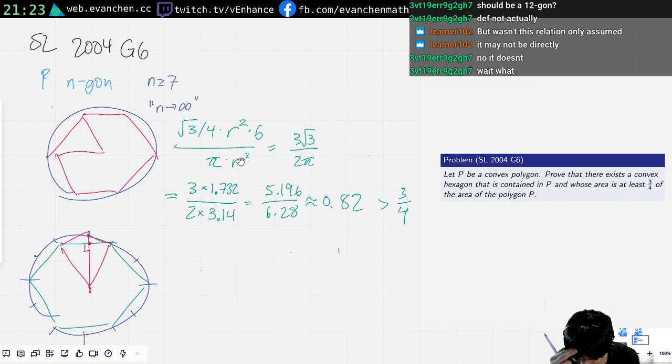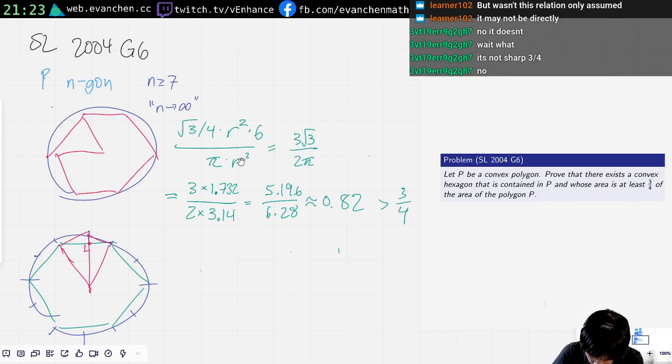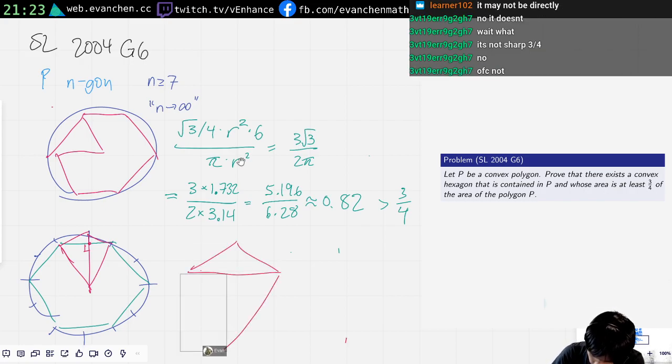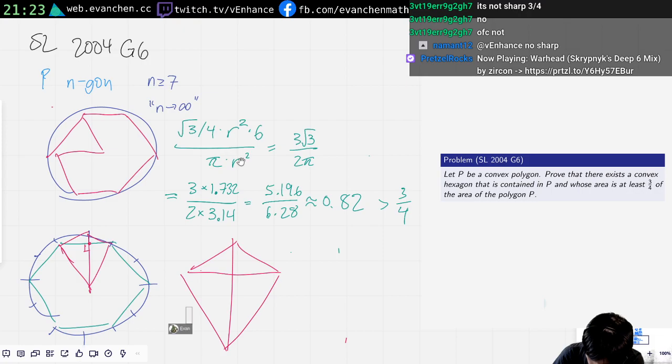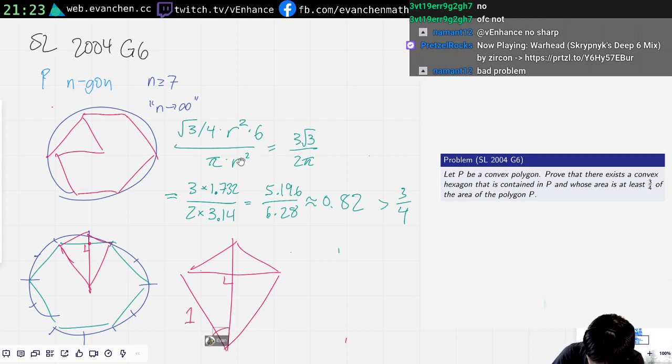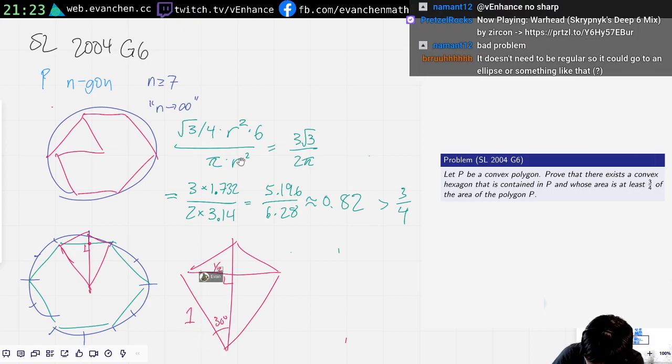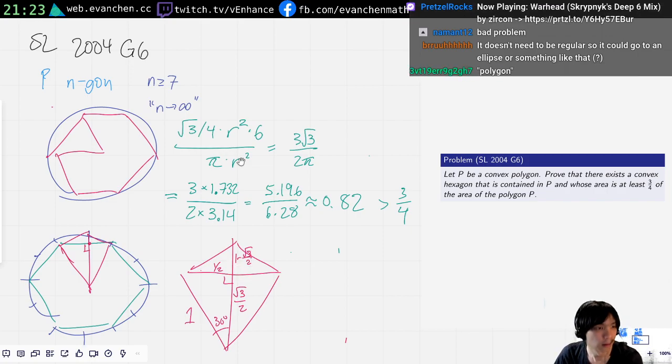Is it actually 1 to 3? I think it is actually exactly 1 to 3. Because if I look at this shape here, no, it's not. Wait, what? Okay, let me do the calculation. So if I have unit radius 1, this is 30 degrees, so this is a half. But this is root 3. No, it isn't. Oh, jeez, that scared the heck out of me. So it'll be some irrational number that is not exactly that.